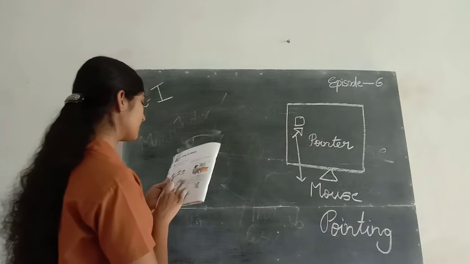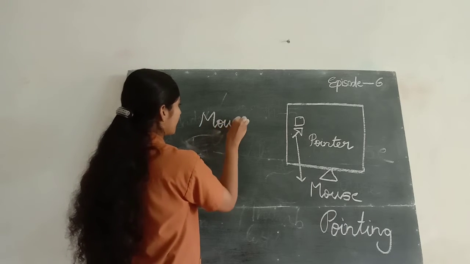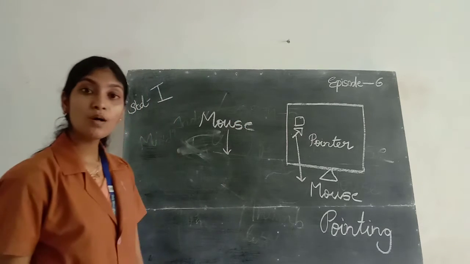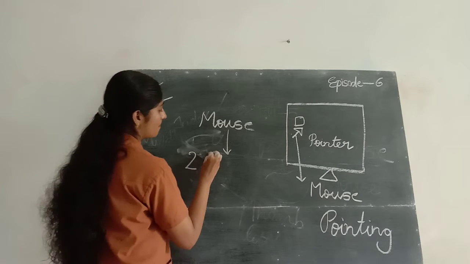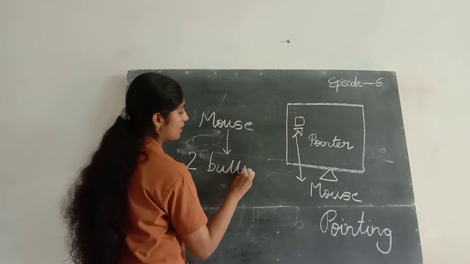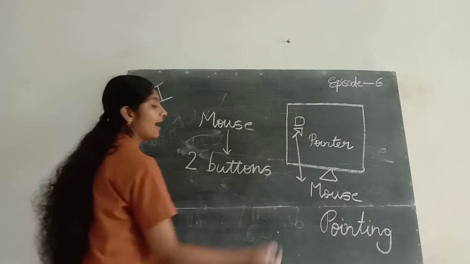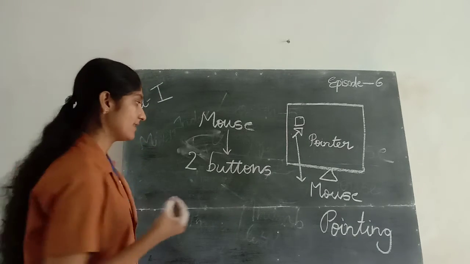Then, in a mouse, there are two buttons. How many buttons? Two buttons. B-U-T-T-O-N-S. In a mouse, there are how many buttons? Two buttons. Let's see what their names are.